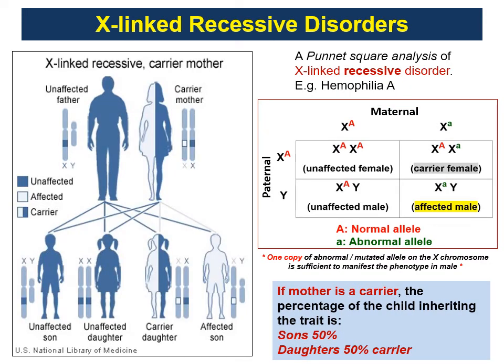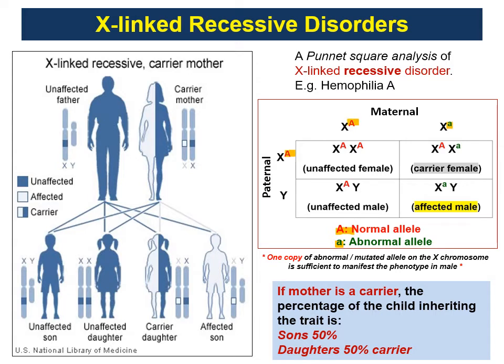This diagram shows a Punnett square analysis of X-linked recessive disorder from an unaffected father and a carrier mother. Since it is a recessive disorder, we assign the capital A as the normal allele and a small a as the mutated or abnormal allele. Father is unaffected. We assign a normal allele for the father. Mother is a carrier. Therefore, the genotype of the mother is heterozygous with one normal and one abnormal allele.